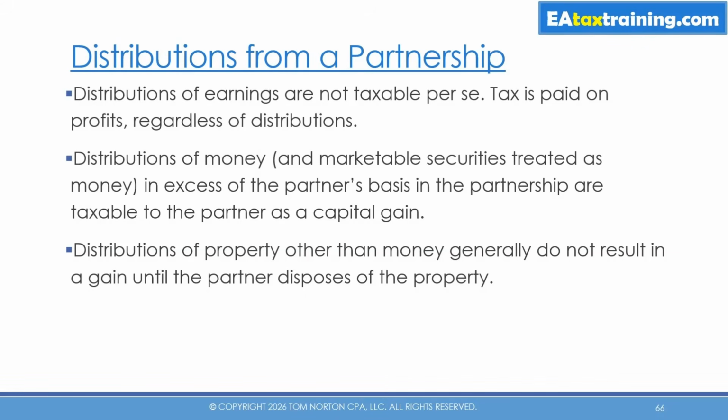If the distribution is property other than money, then usually it's not going to result in a gain until the partner disposes of that property. So they distribute out property other than cash. You're going to get the same adjusted basis that the partnership had. And then once you sell that asset, you'll pay tax at that time on the gain on the sale of that asset. But you don't have a gain at the time of the distribution of that property.